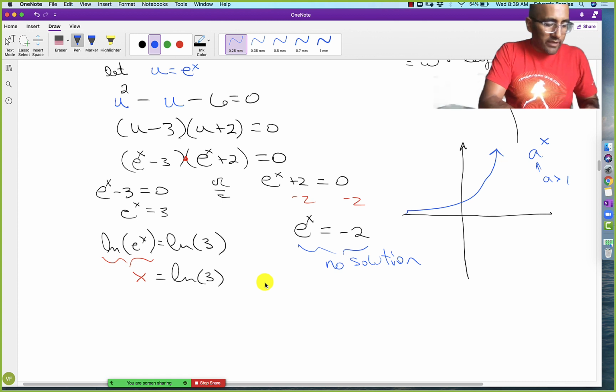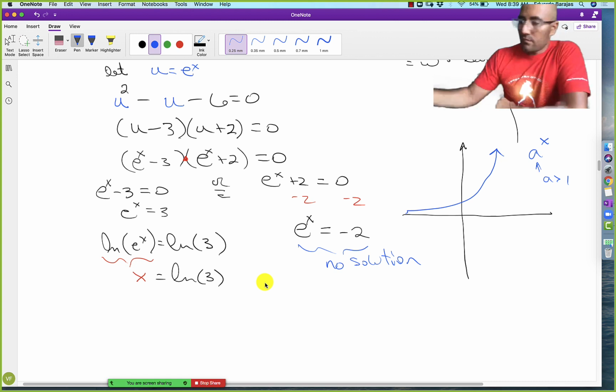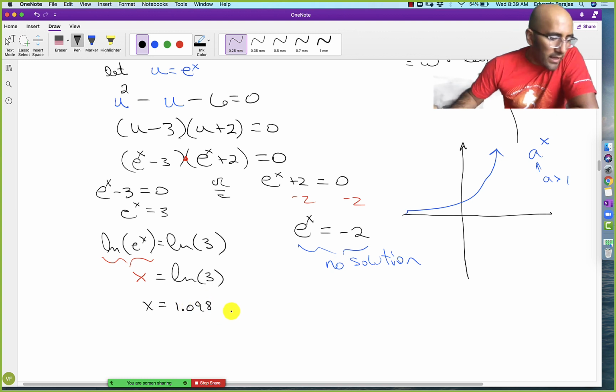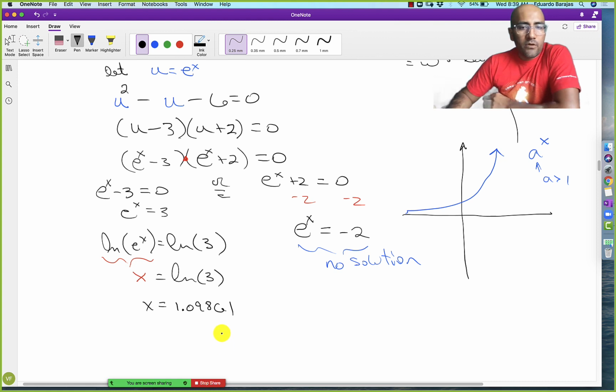So you just type that in your calculator, ln 3. I'm getting that x equals 1.09861. Let's just leave it at that. Good. So now let's check it.